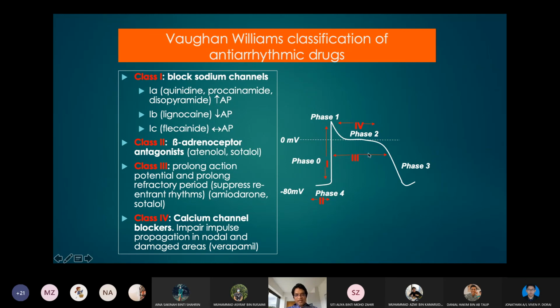Also very important. Class 3 you already know, right? Potassium channel blocker, yes. Class 3 is actually the phase 3 blocker, and it will determine the distance between phase 0 and phase 3. Phase 3 is the potassium channel blocker. Class 4 means phase 2 blocker. What is phase 2? The plateau phase.